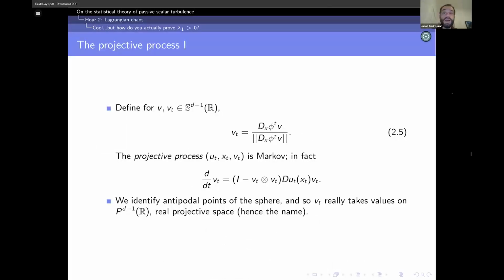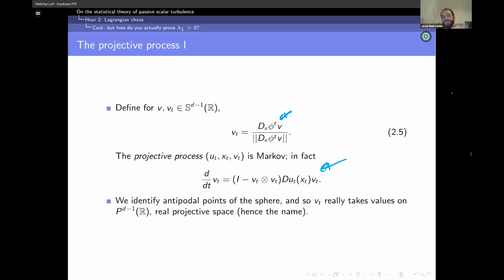A key tool in random dynamics is what's called a projective process. You want to understand the stretching or compression in this matrix as it evolves, but you want to do so with a Markov process that somehow lives on a compact manifold. And so what you do is you normalize this. And you can actually show that in this case, it satisfies this random ODE again, at least if you think about it as a vector on the sphere.